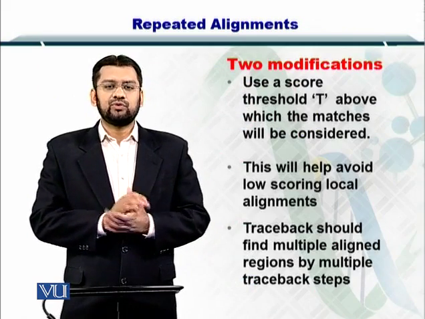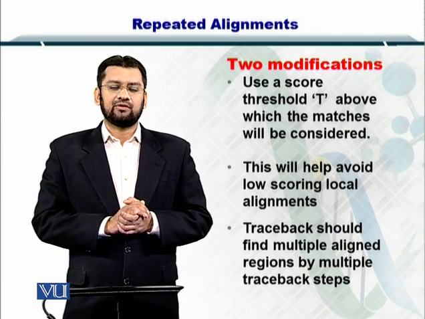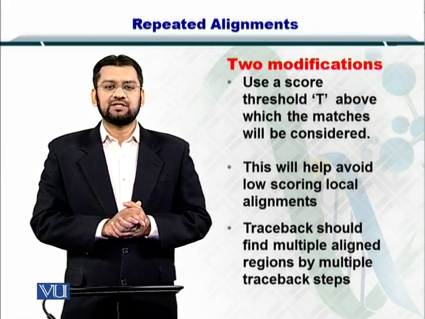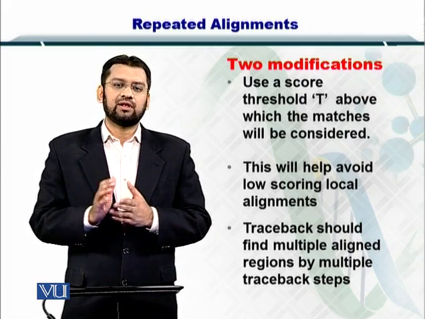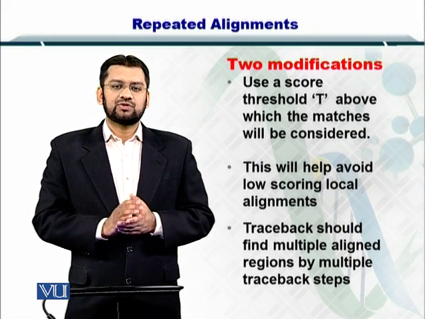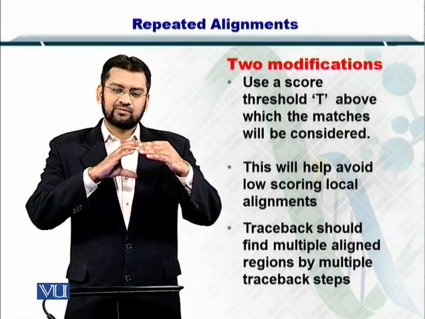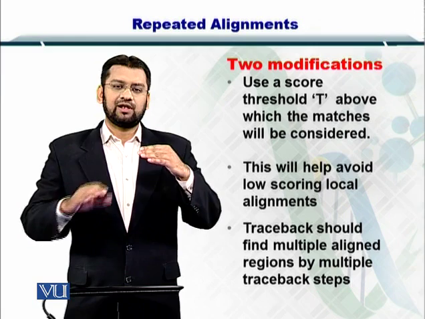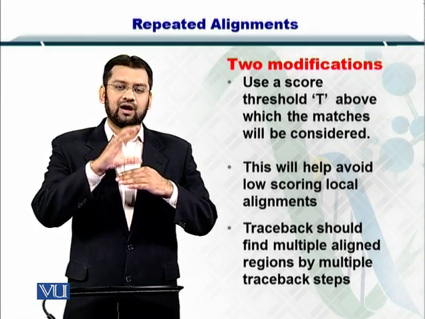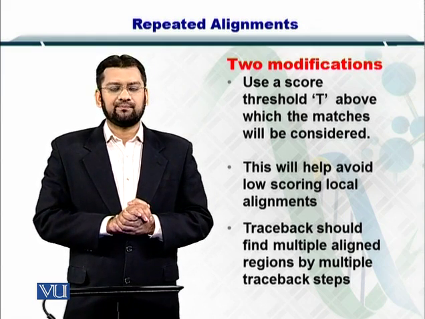Okay, so to do that, we need two steps. The first one is to modify the recurrence strategy that we used in the local and the global alignments. We will introduce a threshold T that will classify all the scores below T to be invalid, but anything above T will be considered as a repeated occurrence. We will look at this in detail later.